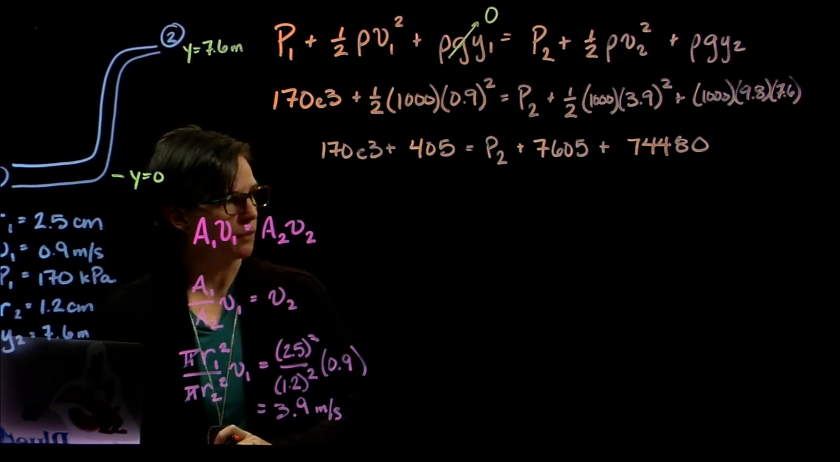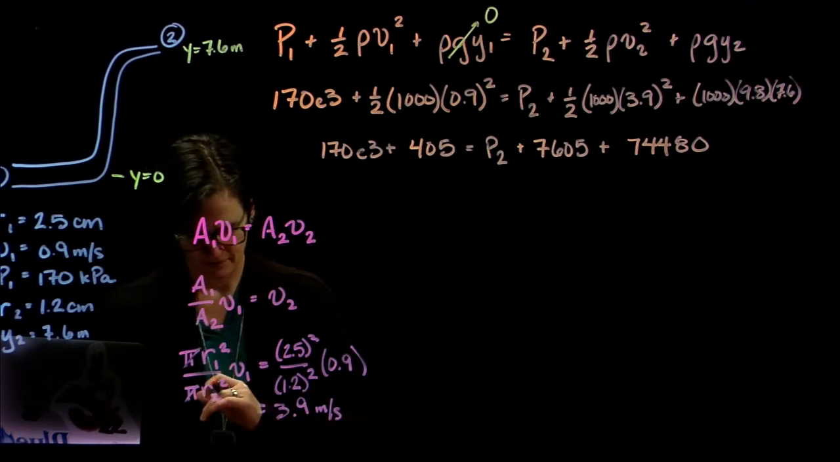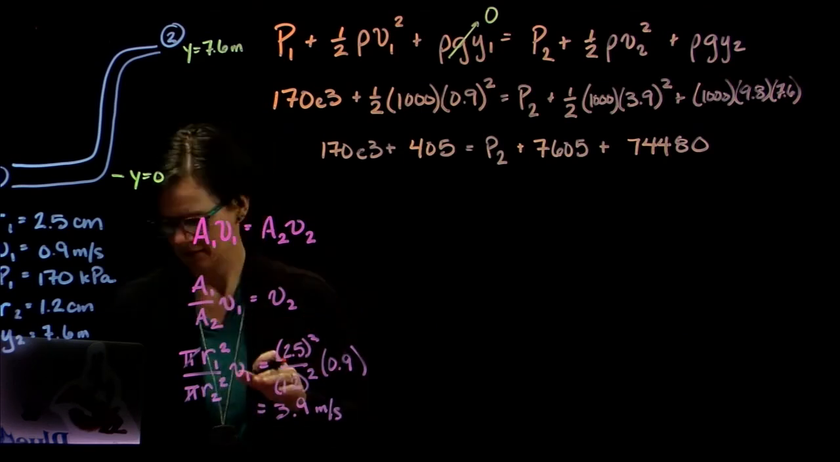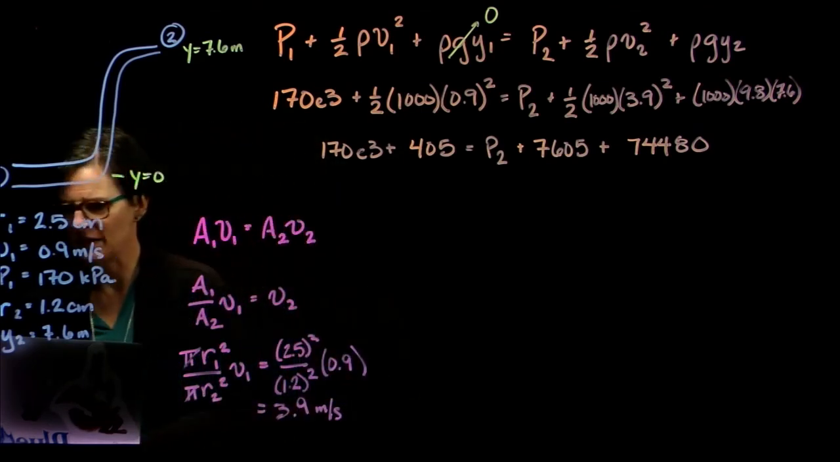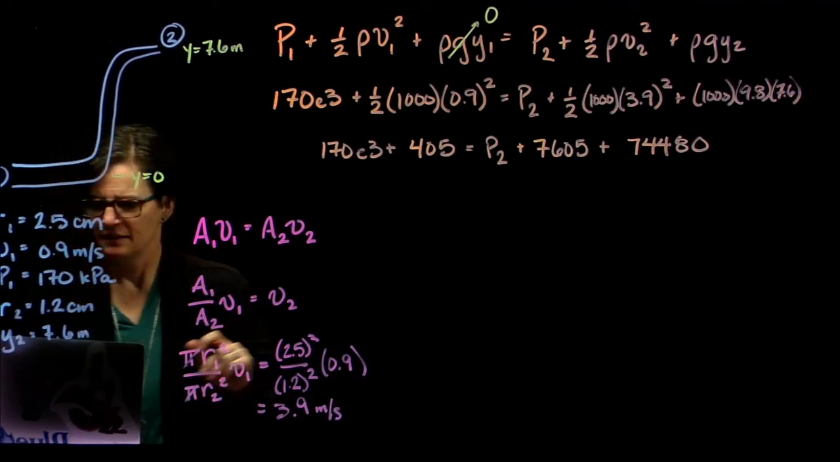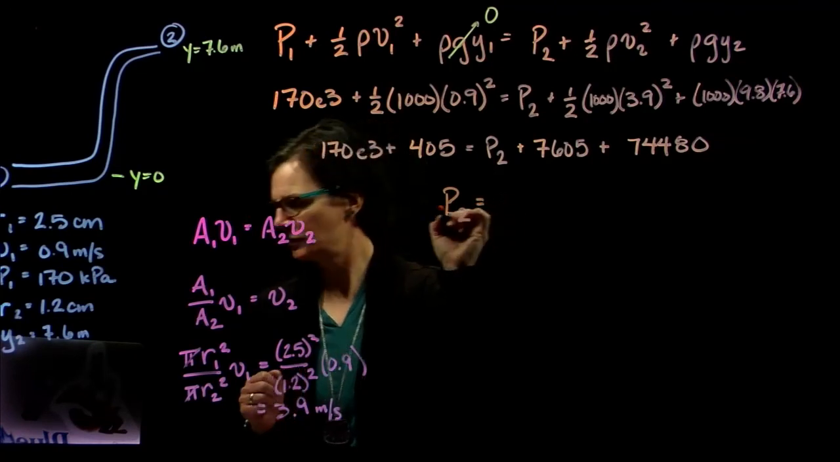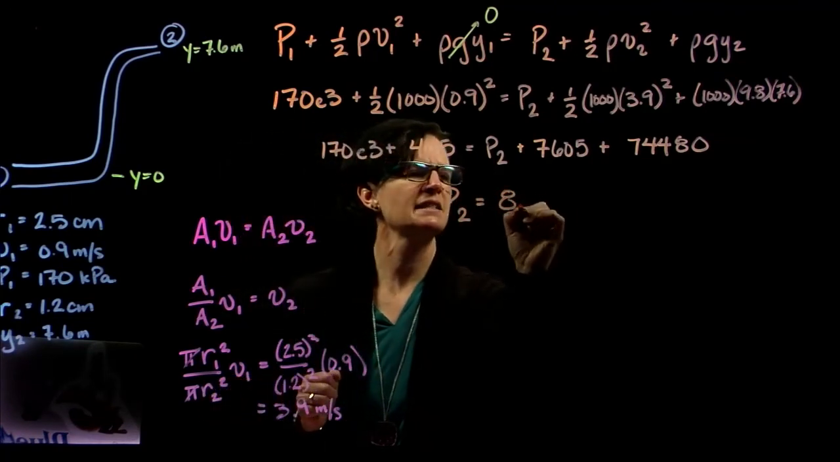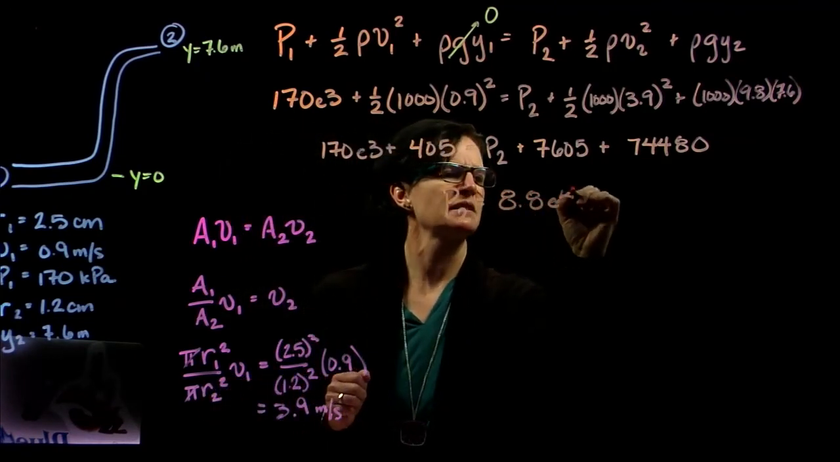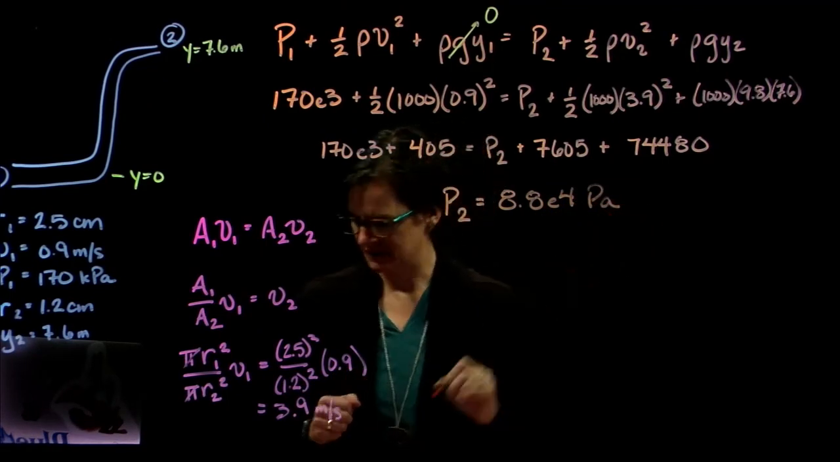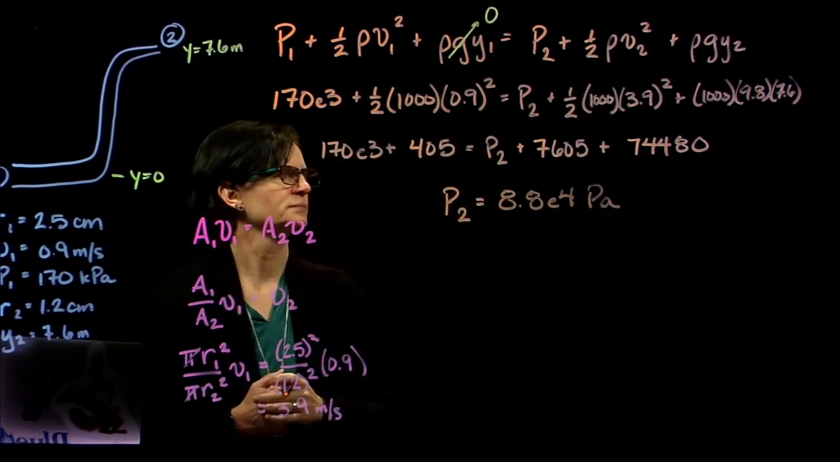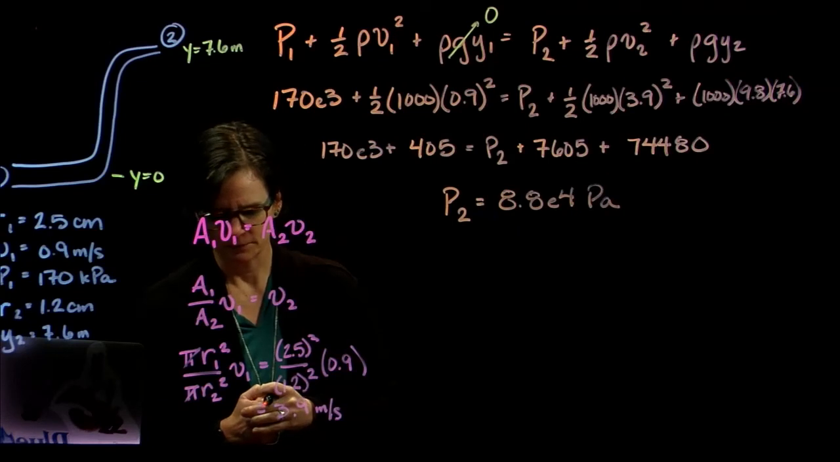minus 74480. I must have done something wrong because that is not the correct answer. So we get pressure at 2 is equal to 8.8 times 10 to the 4th pascals. So there we go. All right.